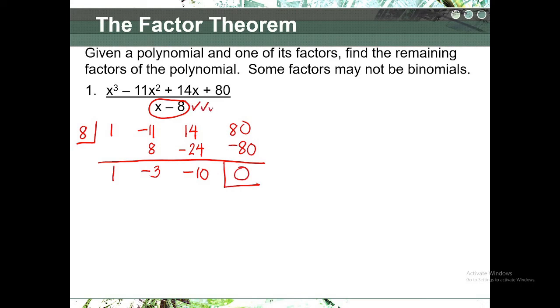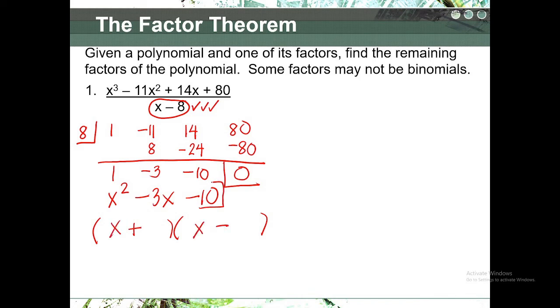Therefore, this is a factor. To further find the other factors, I can now make this as an expression. So this is now x squared minus 3x minus 10. And doing factoring, given that it's negative, negative, the factors will be plus and minus. Writing x on both factors.